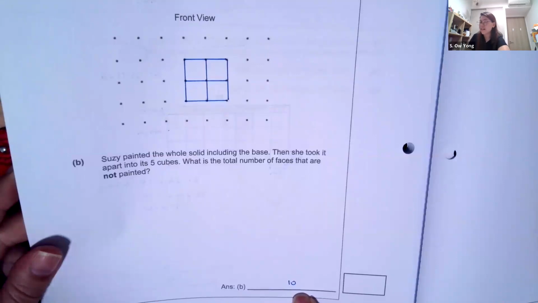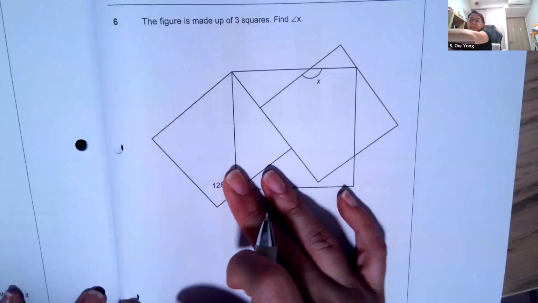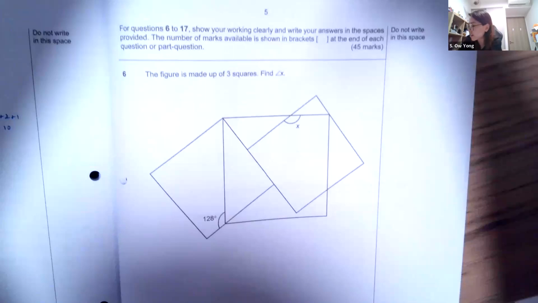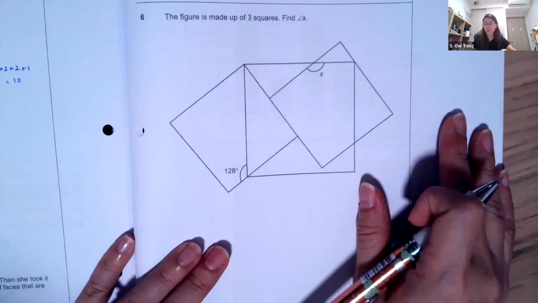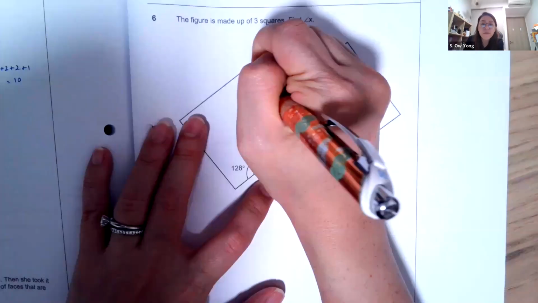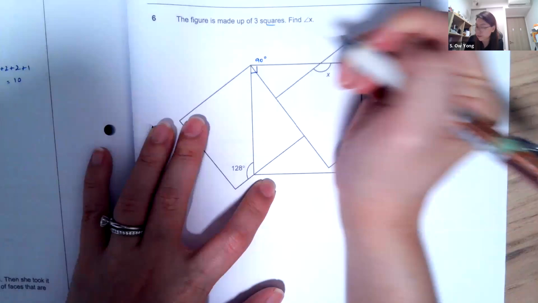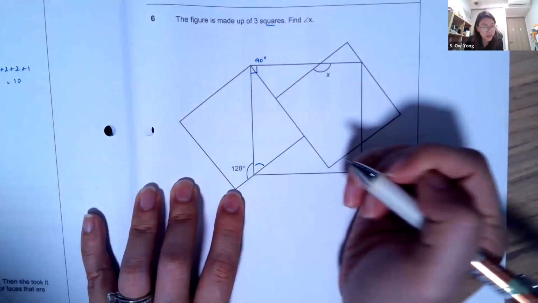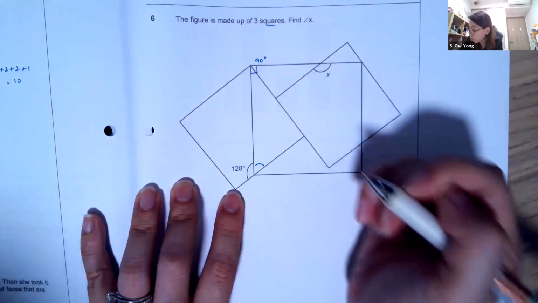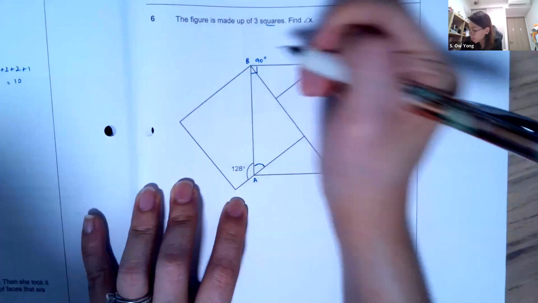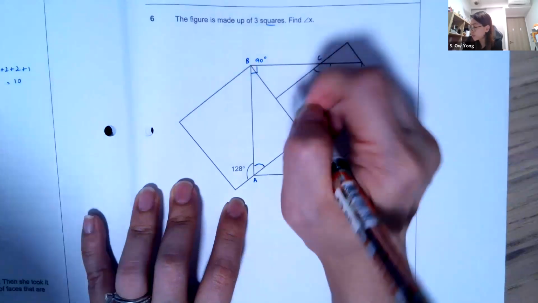Question 6. The figure is made up of 3 squares. Find x. Just like that, 3 squares, find x. So you need to know the properties of your square quite well. In other words, some of you can tell me that you know that this is 90 degrees, let's say. Okay, from what I know, I slowly broaden up to what I don't know. So let's find this angle here. Some of you can even give some label to your diagram so that it's easier for you to see and name.